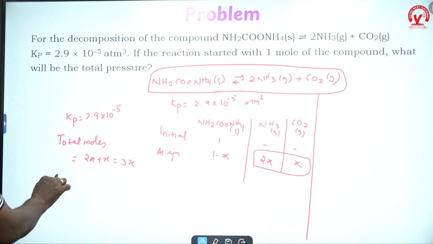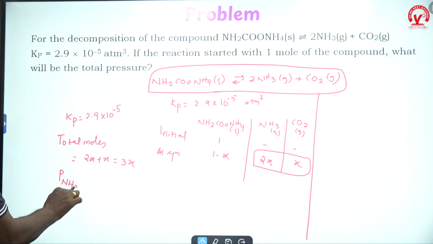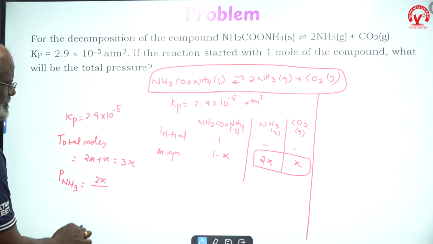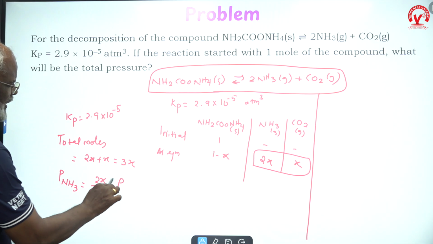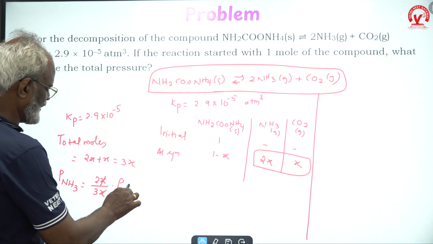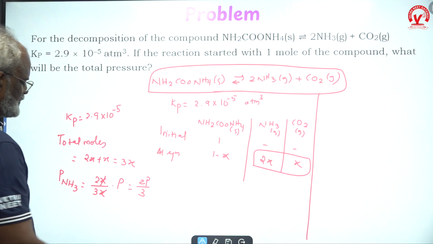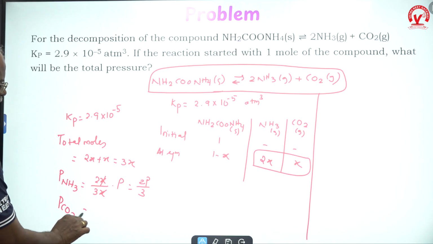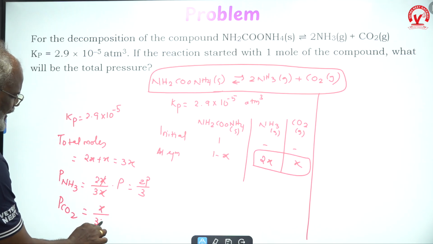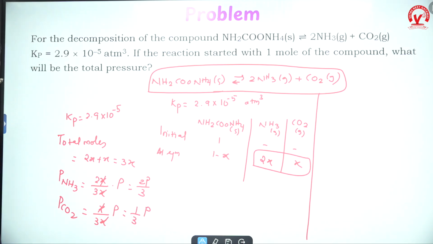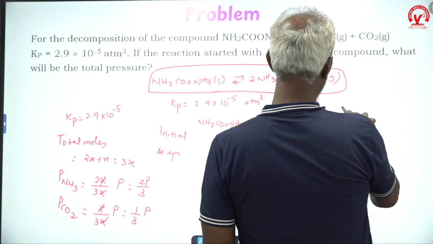Now the partial pressure of NH3 is the mole fraction of NH3, number of moles of NH3, 2x, by total number of moles, into total pressure P. The x will get cancelled, and you get 2P by 3. That is the partial pressure of NH3. Now the partial pressure of CO2 is x divided by 3x into P. If you cancel, you get P by 3. Now you substitute in the Kp equation. What will be Kp?